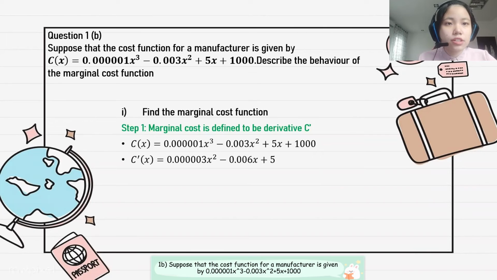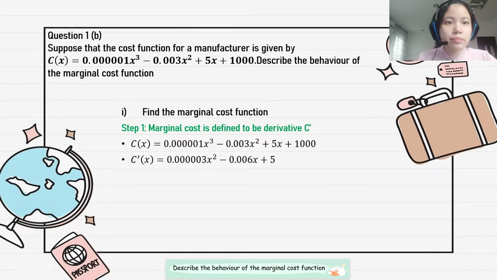Okay, suppose that the cost function for a manufacturer is given by 0.000001x cubed minus 0.003x squared plus 5x plus 1000. Describe the behavior of the marginal cost function. Under 1b there are two questions. The first question is to find the marginal cost function.